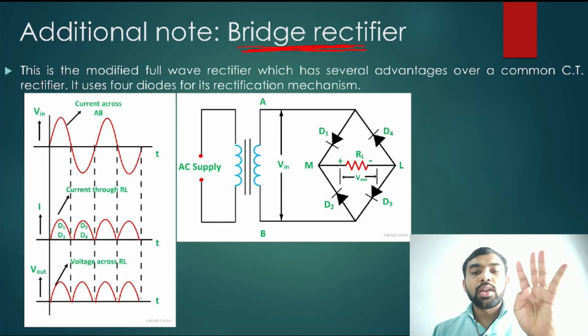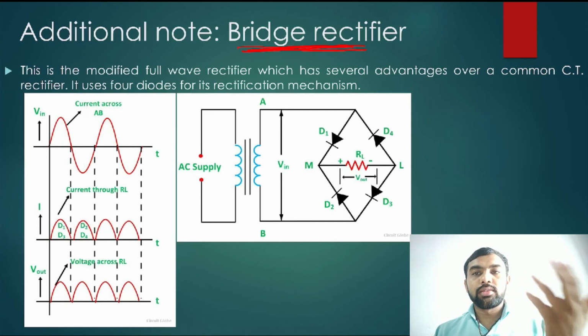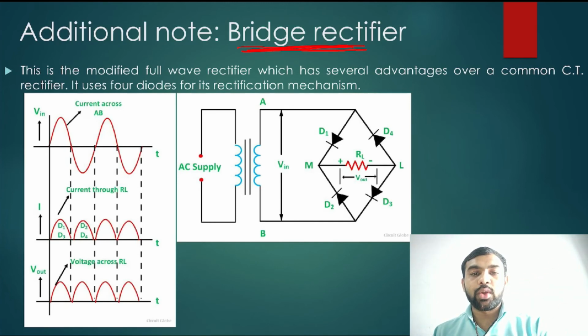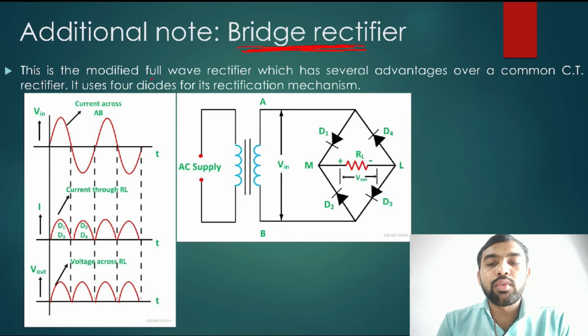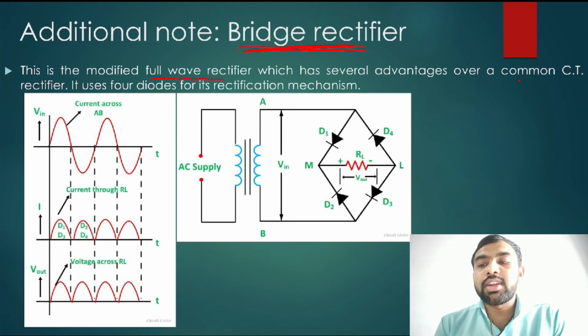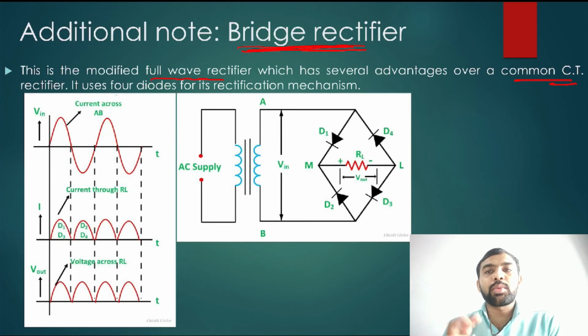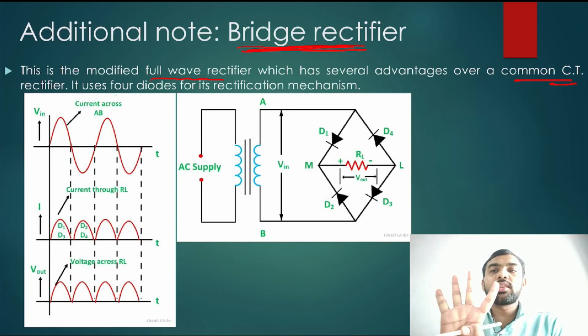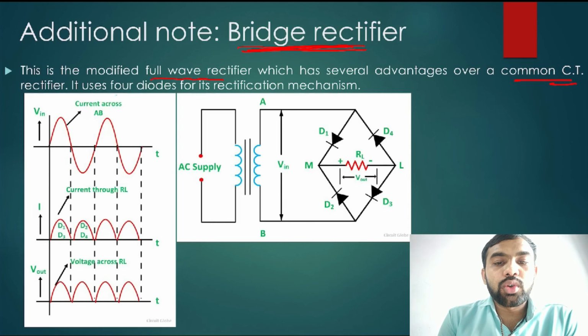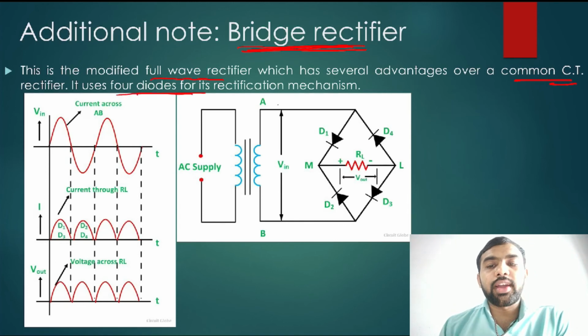This is quite helpful and reliable compared to the center tap rectifier. So this is the modified full wave rectifier, which has several advantages over a common center tap rectifier. In a center tap rectifier 2 diodes are used, here 4 diodes are used.